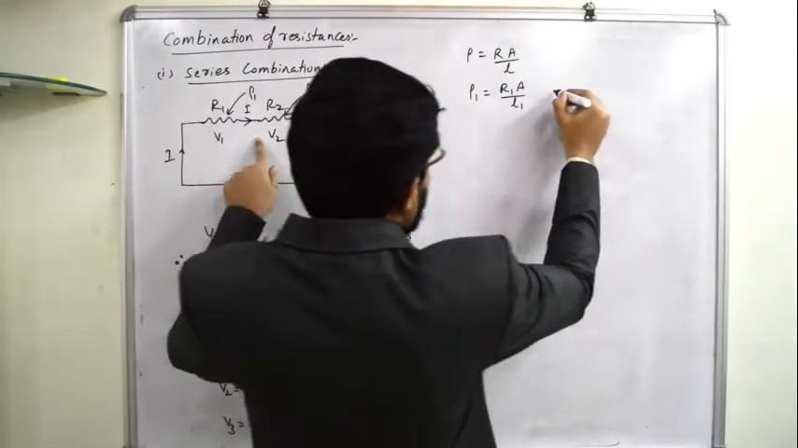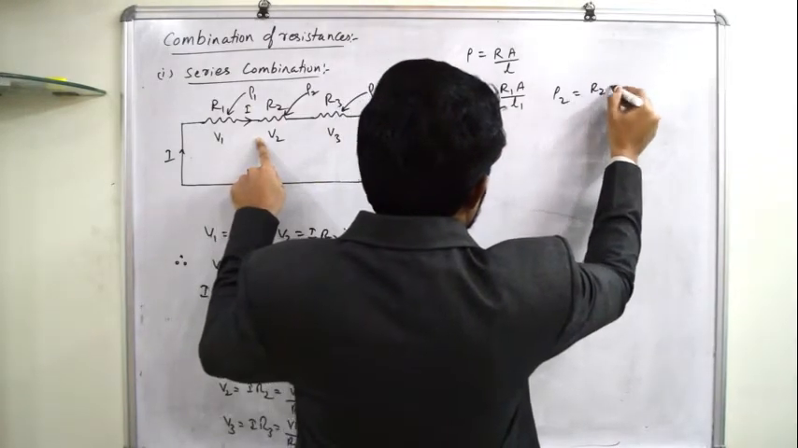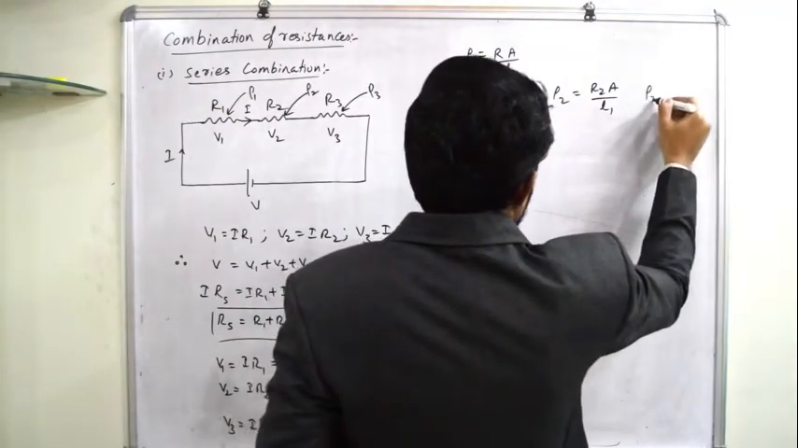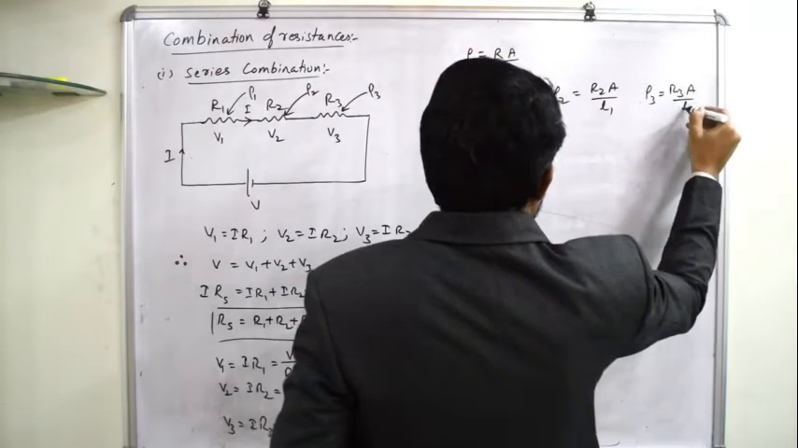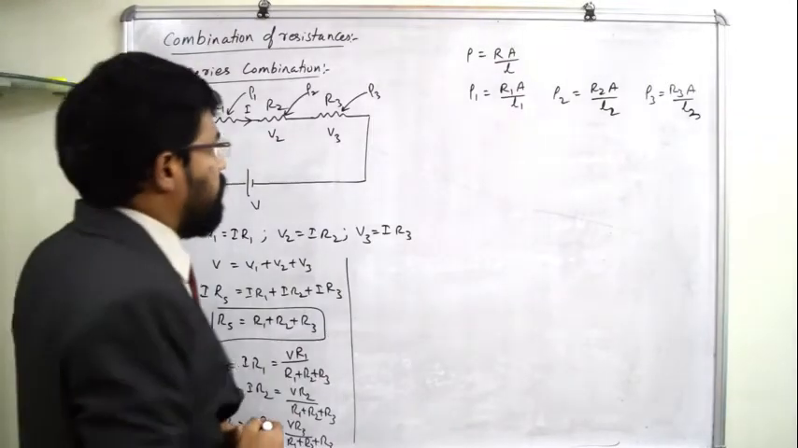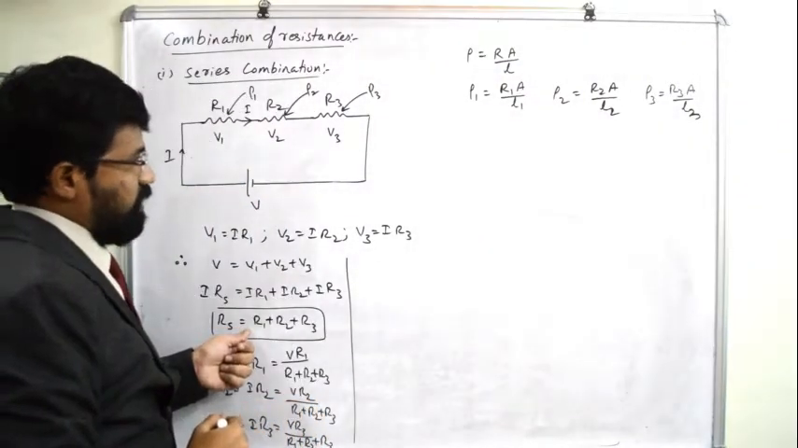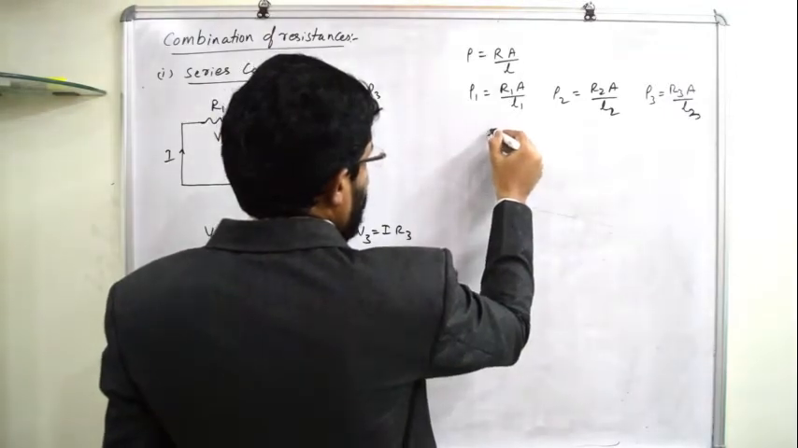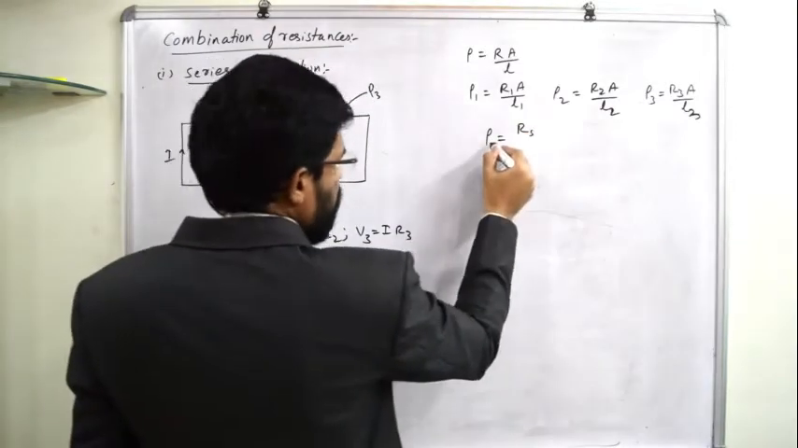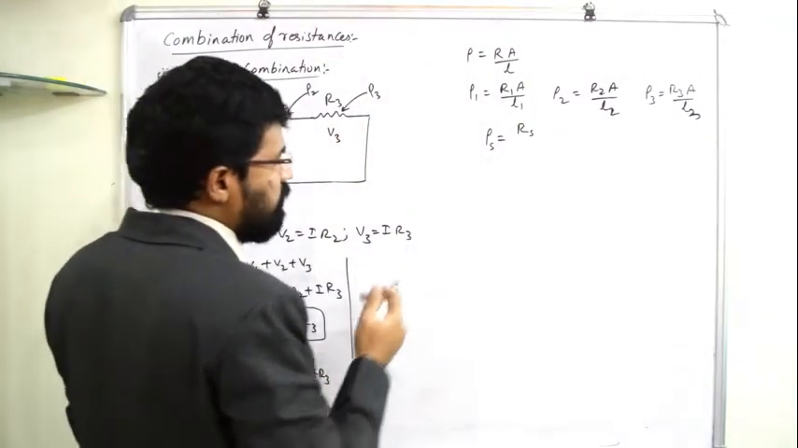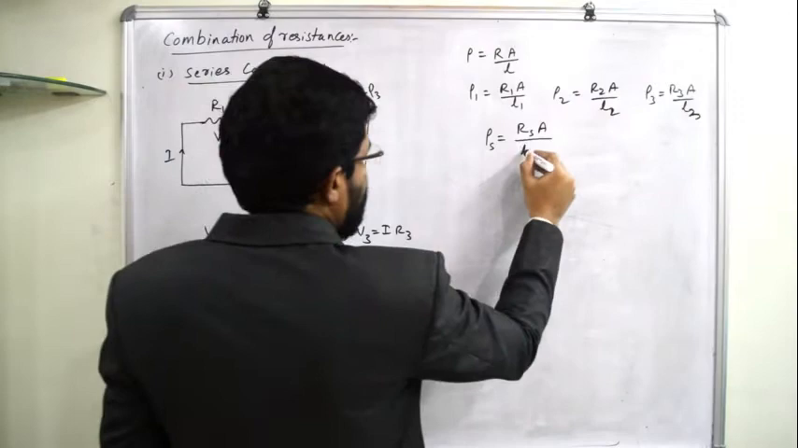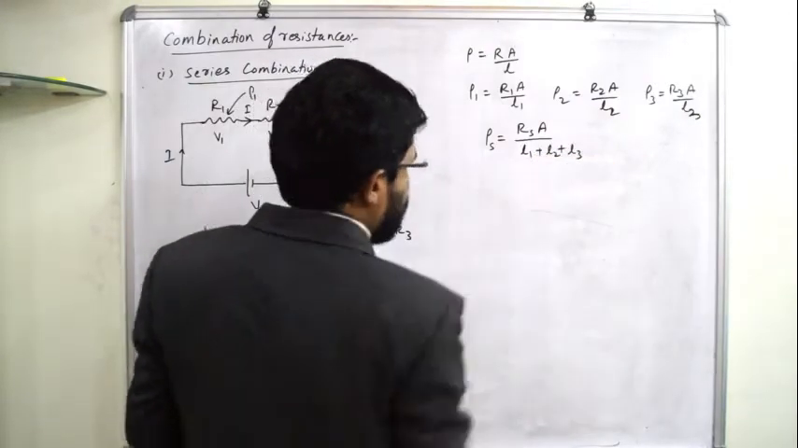The second wire's resistivity, I'll take it as rho 2, which is R2 A by L2, and the third one is rho 3, which is R3 A by L3. So these three lengths are different. Now, I'll make use of this equation. The effective resistivity, I will write like this: rho effective is equal to R effective in series combination, subscript S indicating that we are dealing with the series combination, times A by the total length. Total length is how much? L1 plus L2 plus L3, isn't it?